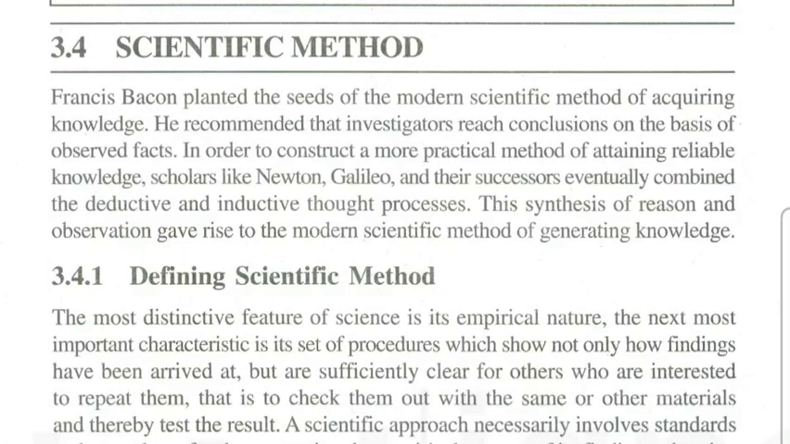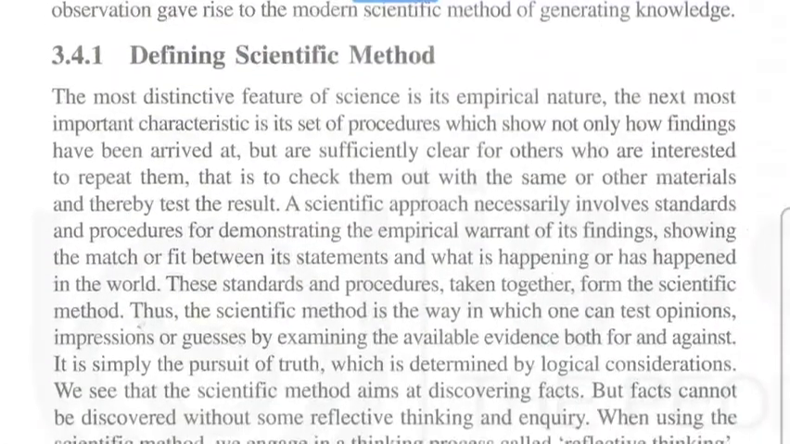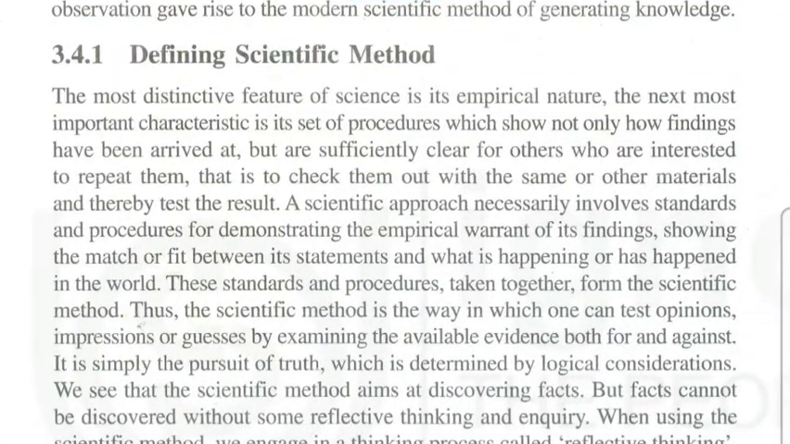3.3.4 Scientific Method. Francis Bacon planted the seeds of the modern scientific method of acquiring knowledge. He recommended that investigators reach conclusions on the basis of observed facts. In order to construct a more practical method of attaining reliable knowledge, scholars like Newton, Galileo, and their successors eventually combined the deductive and inductive thought processes. This synthesis of reason and observation gave rise to the modern scientific method of generating knowledge. 3.4.1 Defining Scientific Method. The most distinctive feature of science is its empirical nature.